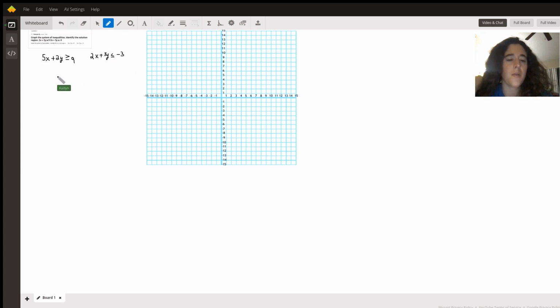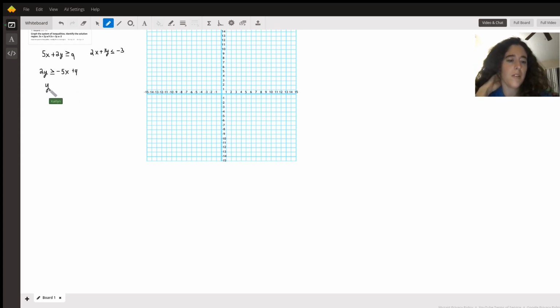So we can start with this equation. We want to get the y's by themselves and always have a positive y value. So here we can say 2y is greater than or equal to, and we would have to subtract 5x from both sides, so negative 5x plus 9. We want to get 1y all by itself, so we would need to divide each side of the equation by 2. And when we divide each side of the equation by 2, that happens to all terms. So our negative 5 becomes negative 5 over 2, and our 9 becomes 9 over 2.